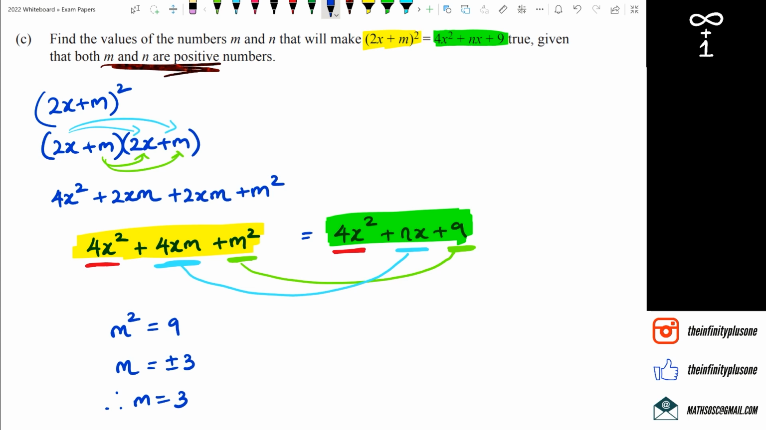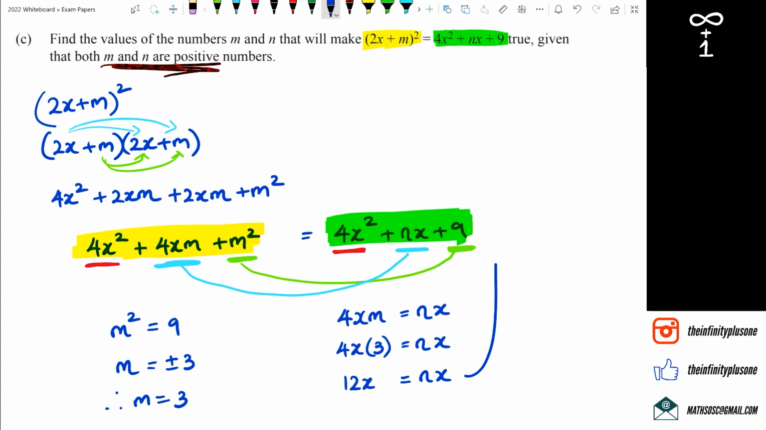Then we look at the n value. We take the light blue one, which is 4xm equals nx. Now we know m is equal to 3, so we replace it and get 12x equals nx. Because both of the x's cancel out each other, we can say n is equal to 12.